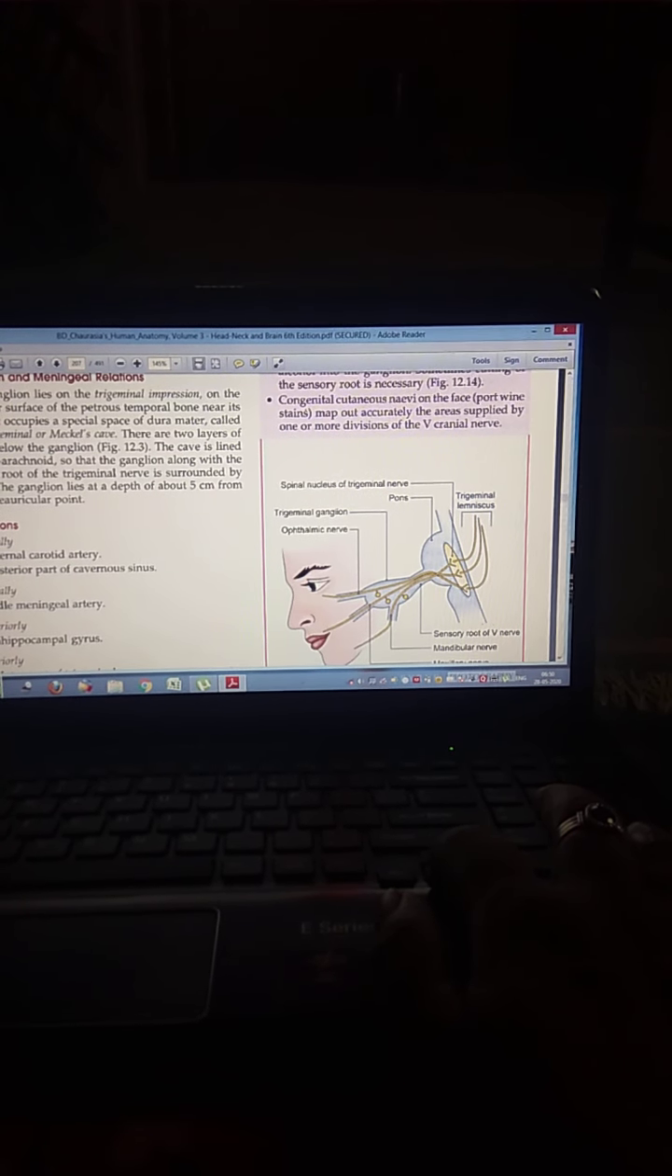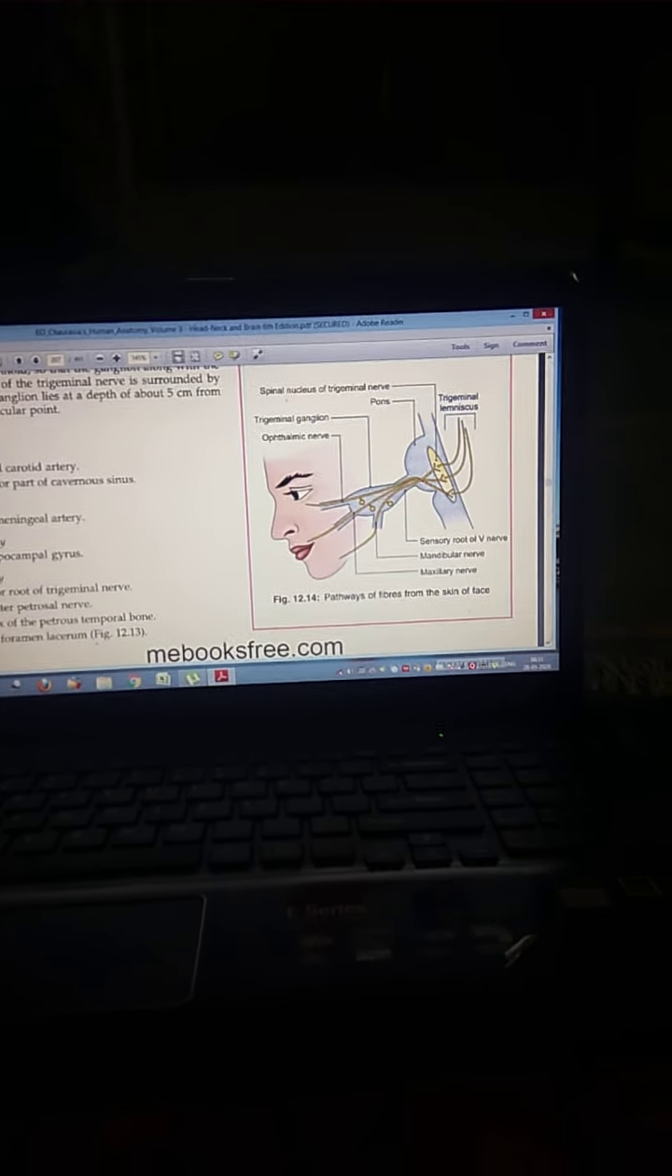Now, clinical anatomy. Intractable facial pain due to trigeminal neuralgia or carcinomatosis may be abolished by injecting alcohol into the ganglion, and sometimes cutting of the sensory root is necessary. Congenital cutaneous nevi of the face map out accurately the area supplied by one or more divisions of the fifth cranial nerve. Now, this is the figure of the pathway of the fibers from the skin of the face.